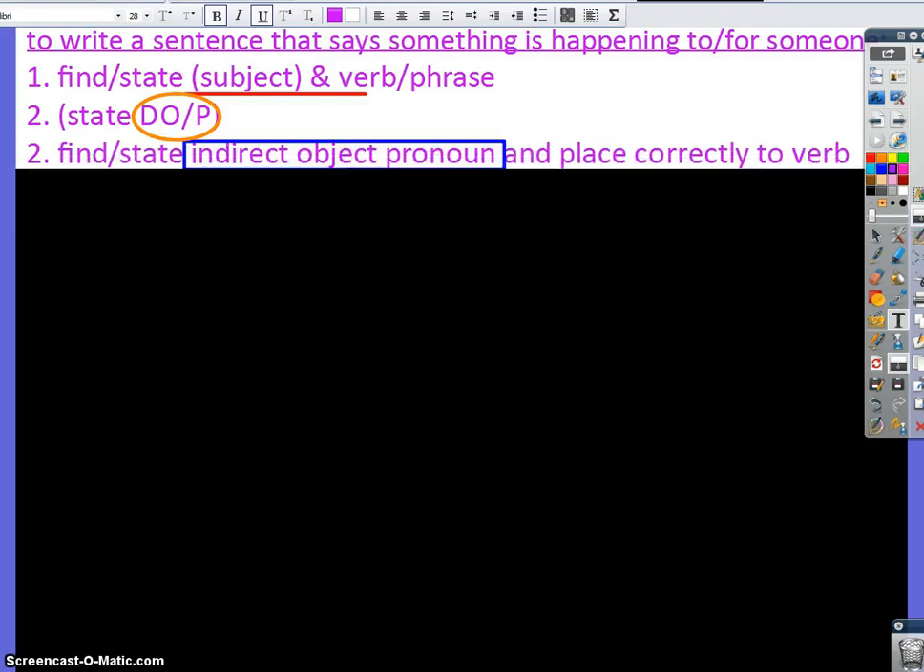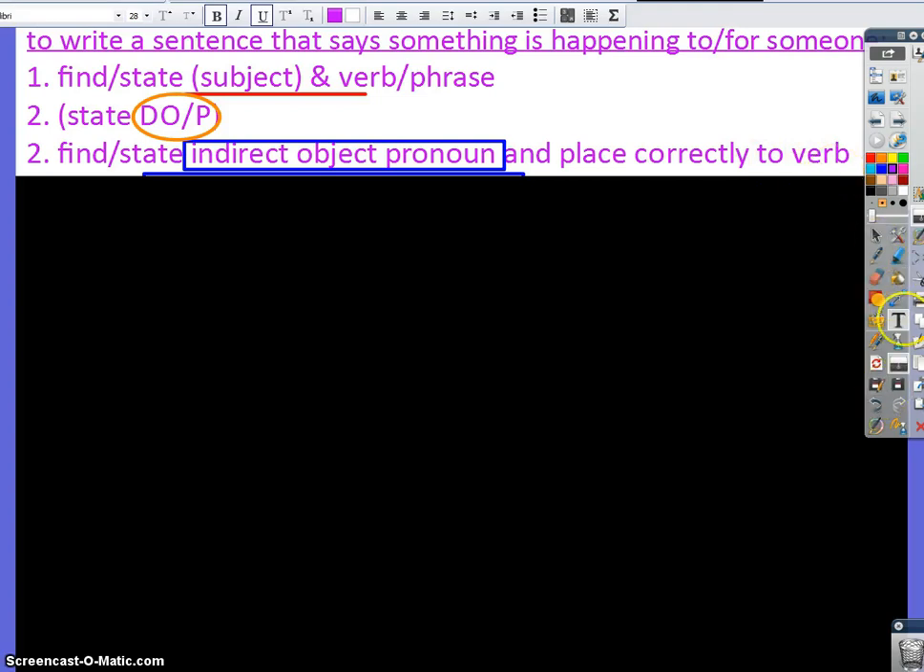Step 3. Find by asking to or for whom, and then state your indirect object pronoun and place it correctly according to the verb. So your choices are me, te, le, nos, os, les, and you guys know that pronouns have to be placed in relationship to the type of verb that you have.